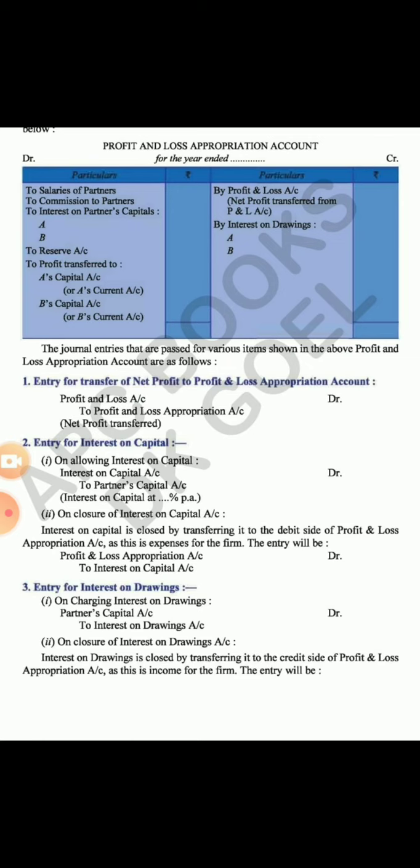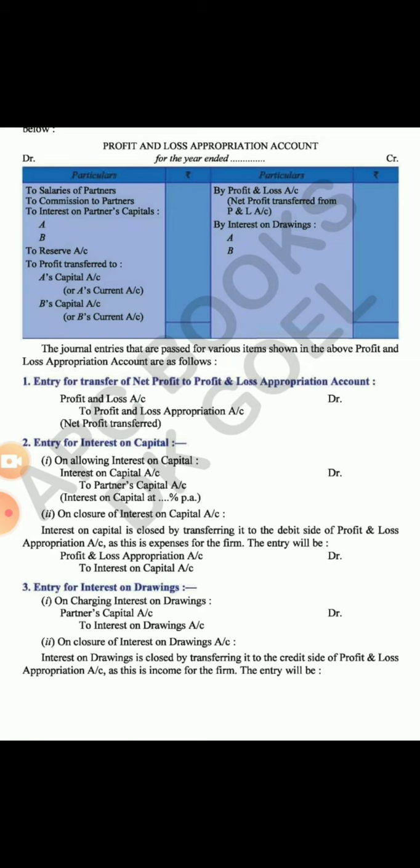Okay. Then we add the credit side, and if the credit side is bigger than the debit side, then by profit transferred to capital account. If the debit side is bigger than the credit side, then by loss transferred to capital account. Whatever profit or loss comes will be transferred to the capital account, and it is divided among the partners in their profit sharing ratio.